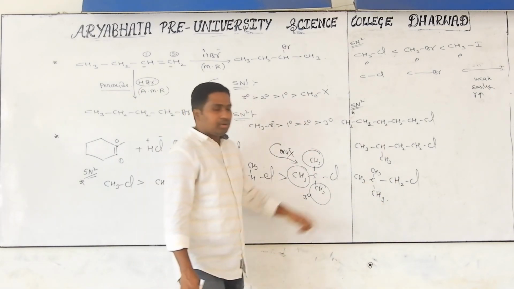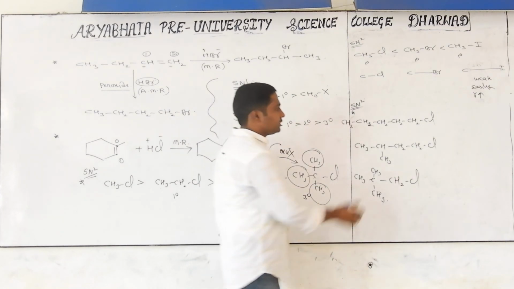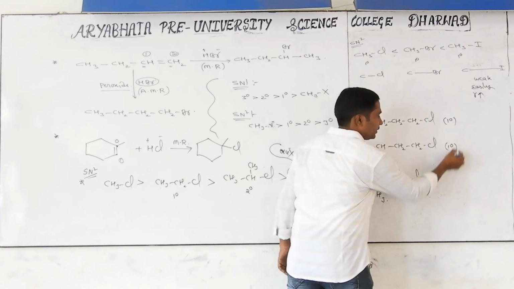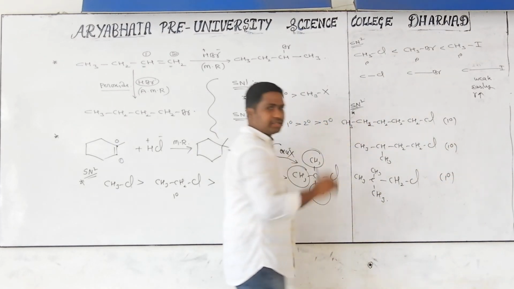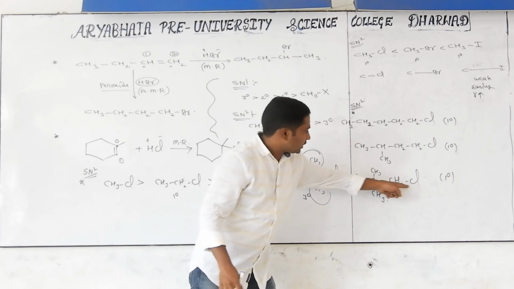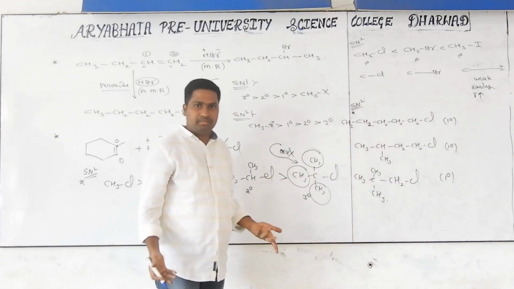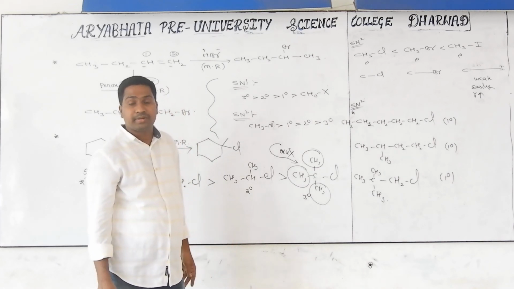Just check it very carefully. I want to find out the SN2 order. Which type of alkyl halide is it? Primary. It is also primary, and this is also primary. Why? Because the halogen-attached carbon is directly connected with only one carbon. So all are of the same kind, but even so the SN2 reaction speed will be different.